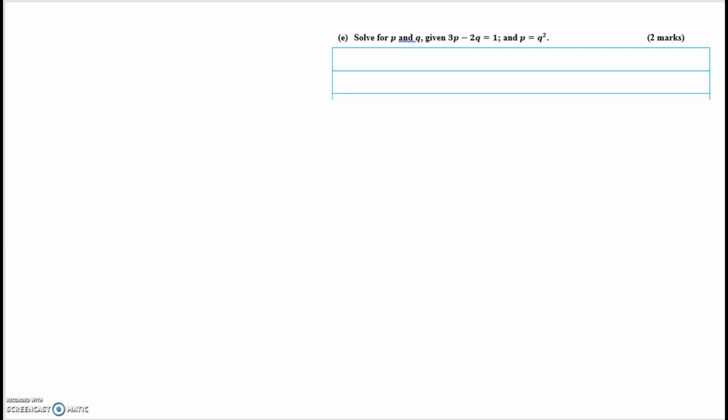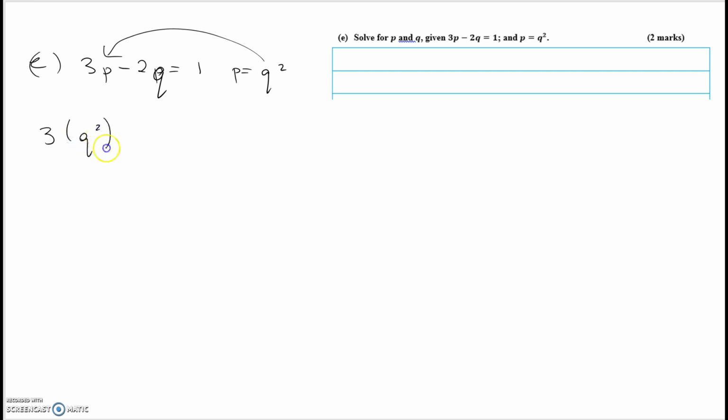Solve for p and q. Now you are given what looks to me like two simultaneous equations and your first thought is to line them up and multiply by this and do that sort of thing, but you can't because it just doesn't work. 2 marks, not very long, so what we need to do then is not eliminate but substitute. We've got 3p minus 2q equals 1, and p equals q squared. So we're going to substitute that into there.